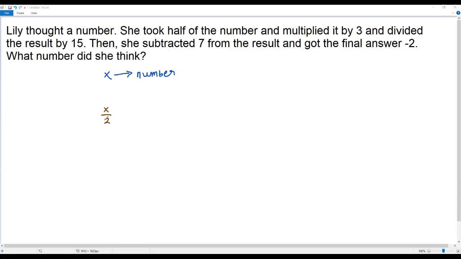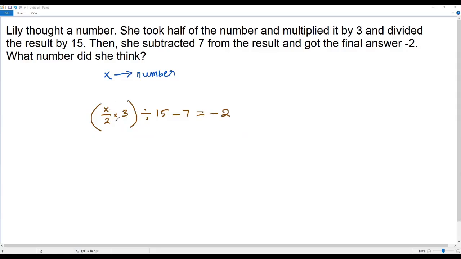Then she multiplied half of this number by 3. Then she divided this result by 15. Finally she subtracted 7 from this complete result, and the final answer equals -2. Now we have to solve for x in this simple equation.